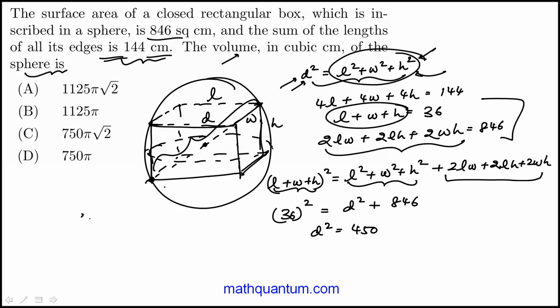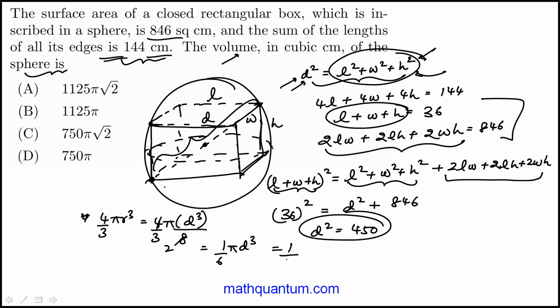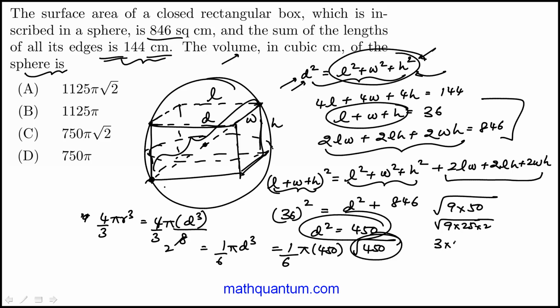We need to figure out the volume. So volume is 4/3 pi r cubed, and I'm going to rewrite this in terms of diameter. Radius is half the diameter, so this would be D cubed over 8, or 1/6 pi D cubed. Now D squared is 450. So I'll split it into D squared and then D, which will be the square root of 450. I just have to simplify that. The square root of 450 is the square root of 9 times 50, or 9 times 25 times 2. So this is going to be 3 times 5 root 2.